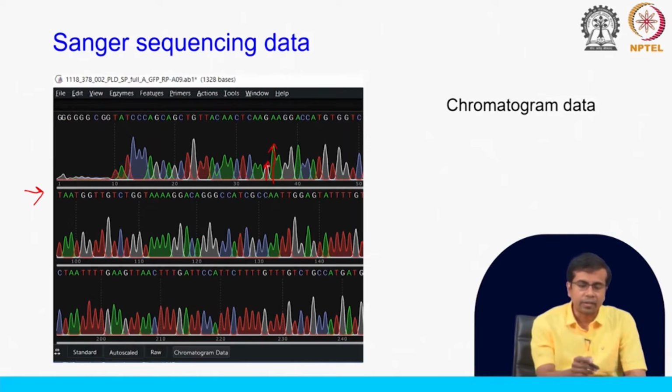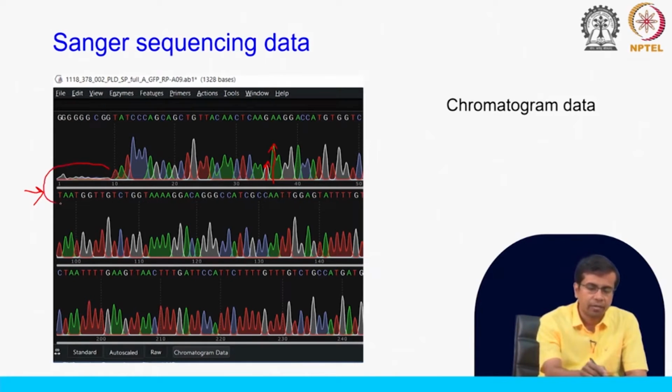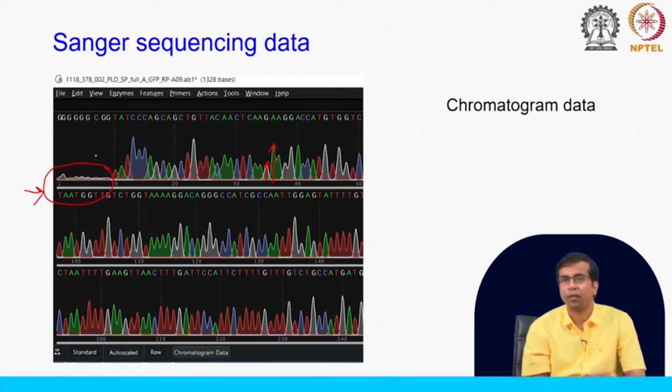What you will notice is this first part here is that the peaks are almost non-existent. You do not see these peaks for the first 10, 12 bases. Although there are bases called, you can probably guess that these bases will have low quality scores, because the signal intensity is lower and the quality score would probably reflect the signal to noise ratio.